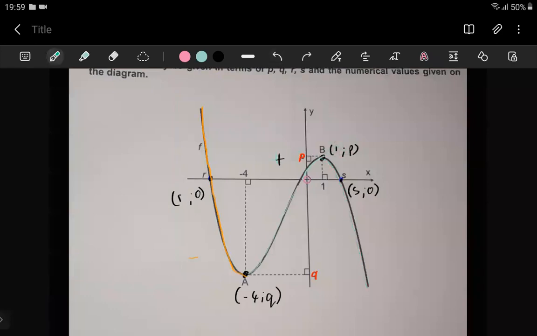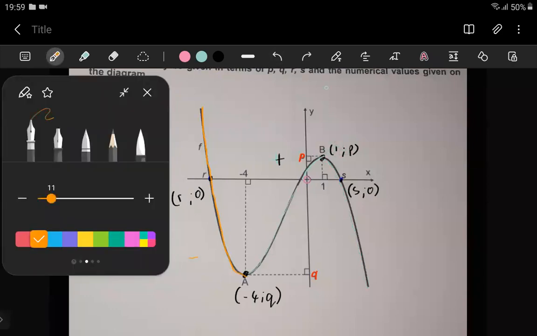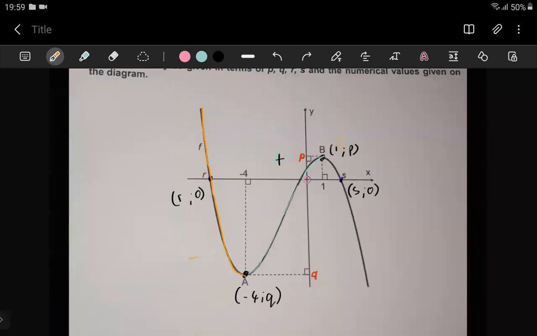Oh, put the color of it here already. You see? So let me see here. That's what you need to keep in mind.